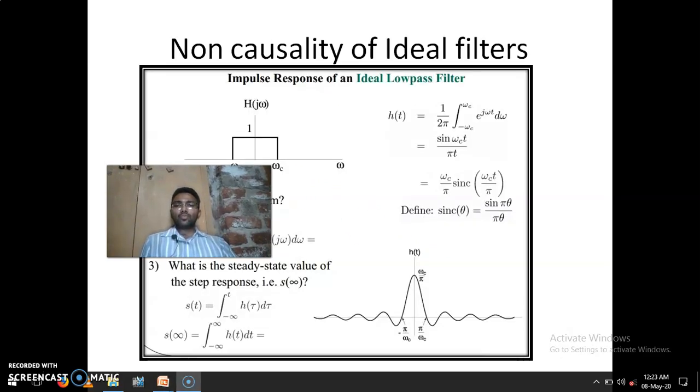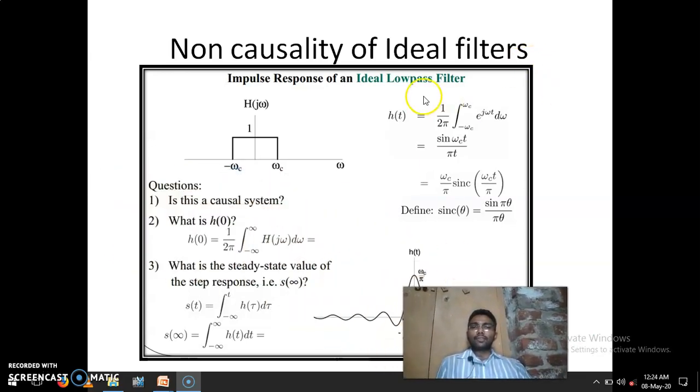Next, let us see what the problem with the ideal filters is. This is an ideal low pass filter, and let us compute the impulse response of the ideal low pass filter. H of j omega is equal to 1 in between minus omega c and omega c. So I'm replacing the limits from minus infinity to infinity with minus omega c to omega c, because for the other frequencies H of j omega is equal to 0.